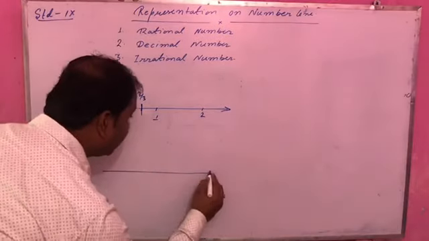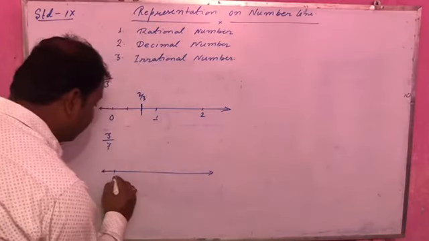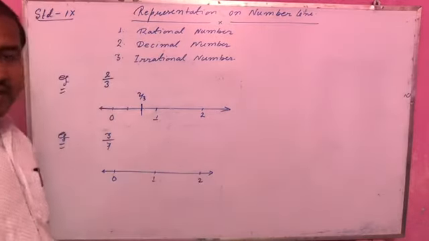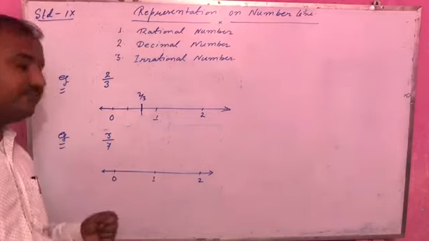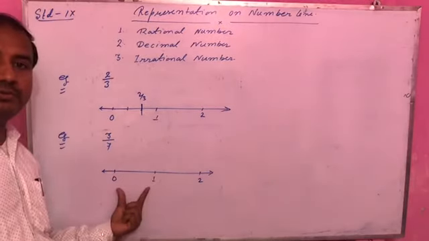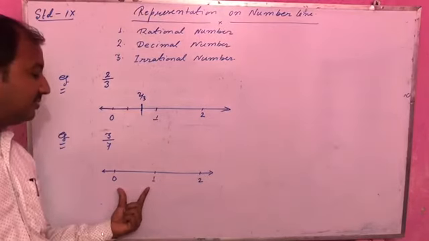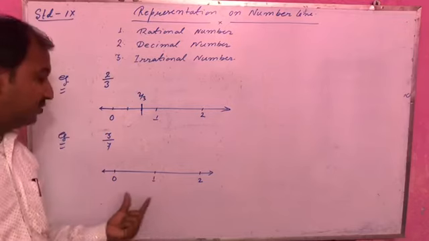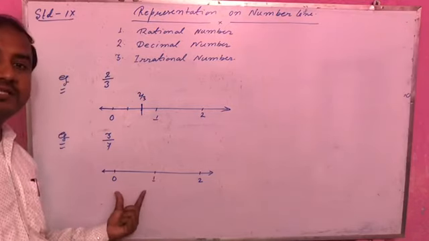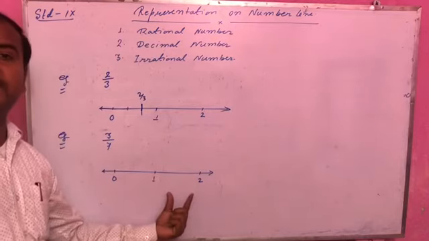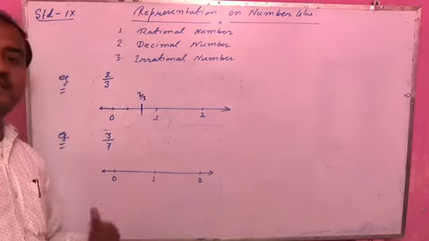Again we will draw a number line. 0, 1, 2. Again I am trying to make you understand the distance between 0 and 1 must be equal to the distance between 1 and 2. जो distance आप यहाँ लोगे, सर यहाँ अगर हम 10 सेंटीमीटर लिए तो यहाँ भी आपको 10 सेंटीमीटर लेना, मतलब ये distances same होने चाहिए.